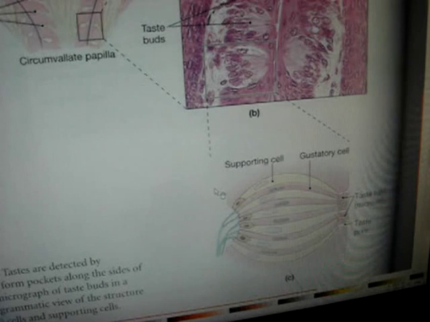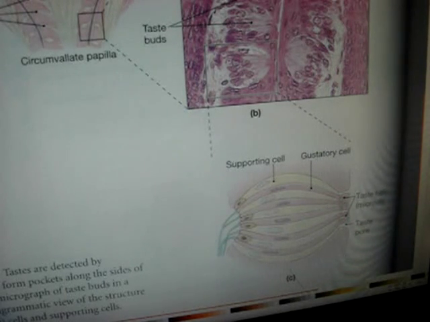Right here is a closer view of the taste bud. Oh wait, let me move the camera there. Yep, right there. We have a closer view of the taste bud.